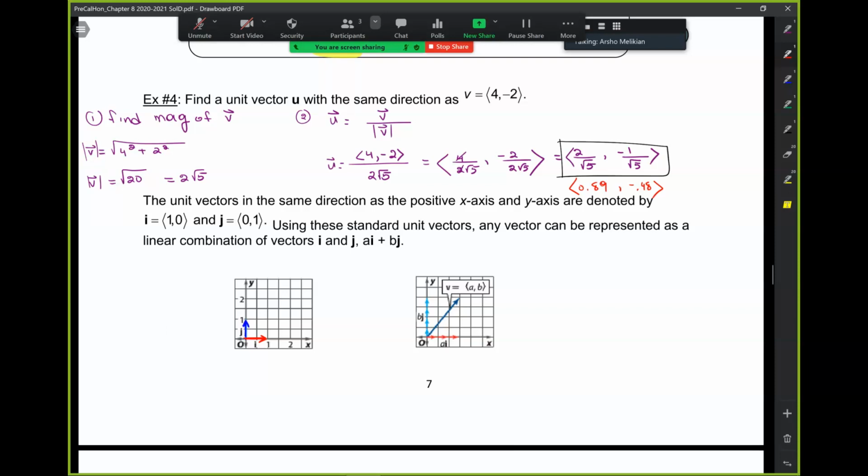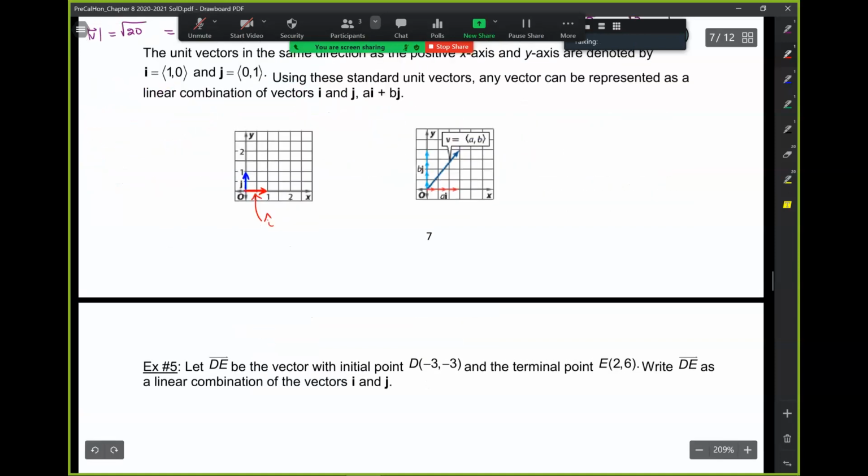In fact, they're so VIP, they have their own name. This vector here that lies directly on top of the x-axis and is a unit vector has the name italicized i with a little hat on top. And we call it i hat. Its components are 1, 0. This one is the j vector. It's j hat, and its components are 0, 1.